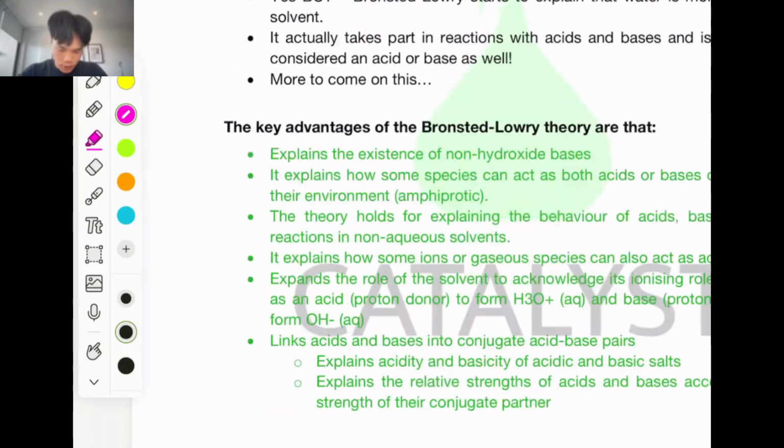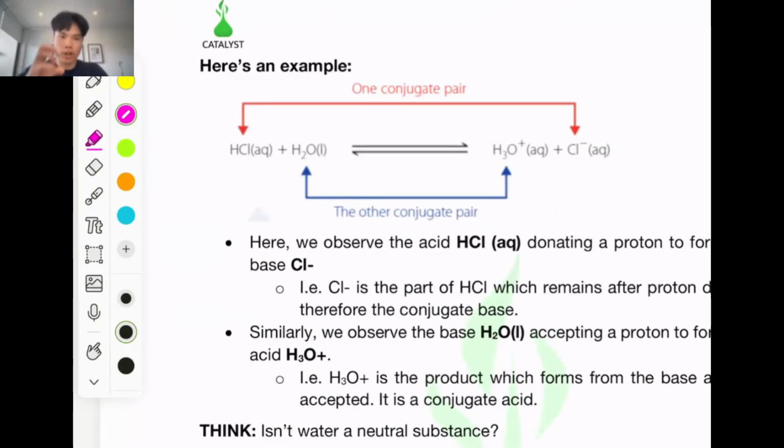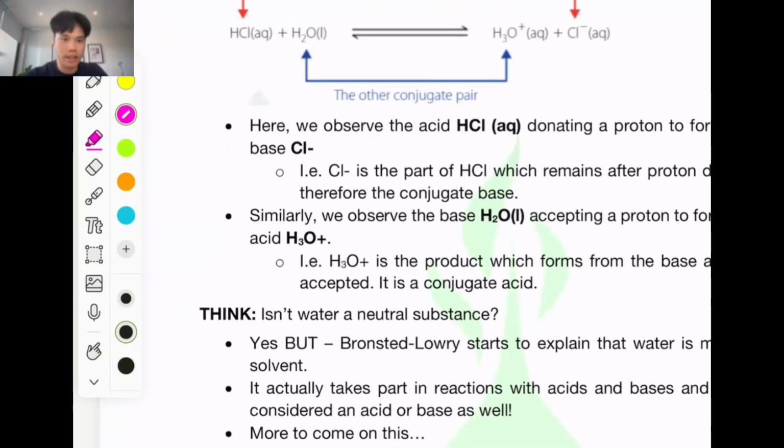We'll come back to conjugates, but to summarize conjugate, one of them has a H, one of them has the same things minus a H. That makes your conjugate pair, where the one with a H is the acid, the one without a H is the conjugate base, and vice versa.